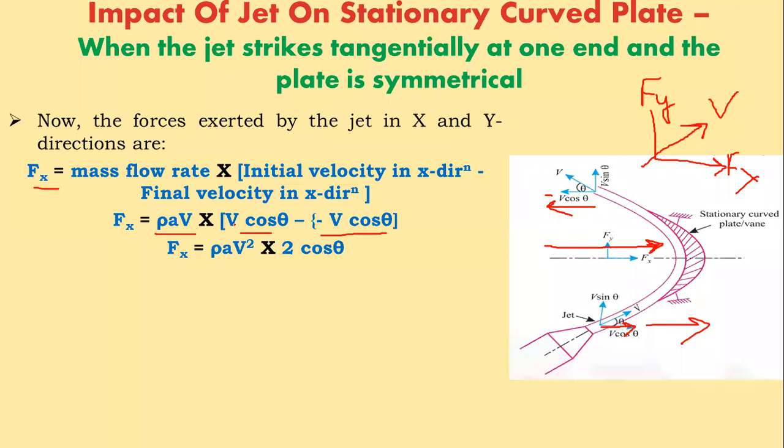So here it will be rho a v. V will be common, we will take it outside. V into v will be v square, and cos theta plus cos theta will be nothing but 2 cos theta. So the formula for the force exerted by the jet in the x direction is rho a v square into 2 cos theta, or Fx is equal to 2 rho a v square into cos theta.